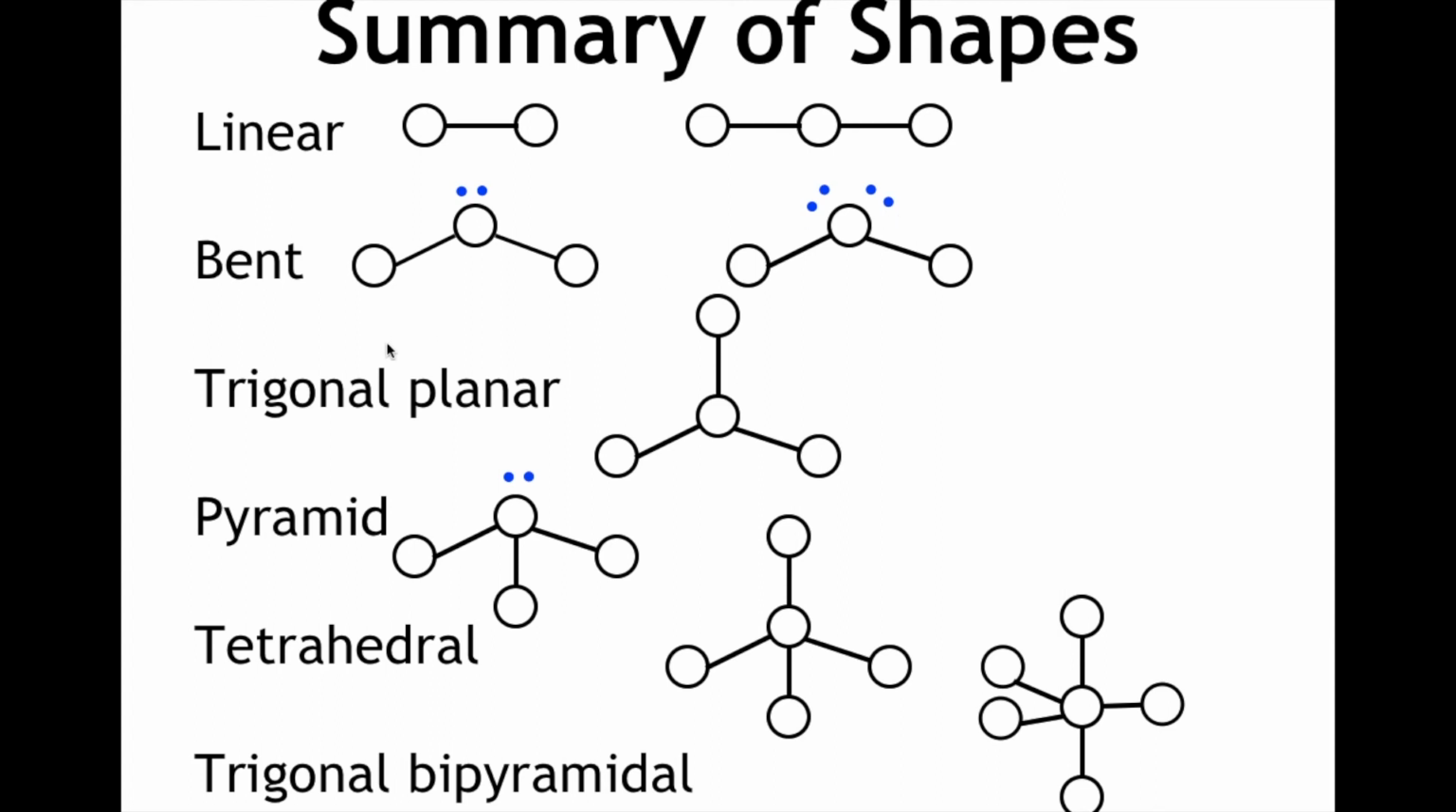Same with this. Trigonal planar, there are no lone pairs here, and usually this one is a double bond. And pyramid is basically you have not a double bond here, but a lone pair pushing all 3 of these down. Usually it's like an NH3 with extra electrons. Tetrahedral is just 4 atoms connected to the center, and trigonal bipyramidal, this is that weird one.